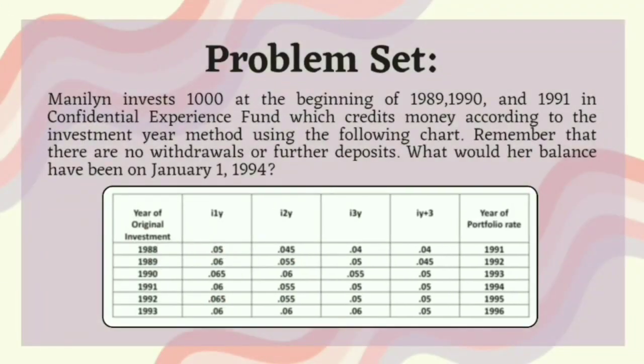Now, it's your turn for the problem set. Manilyn invests 1,000 at the beginning of 1989, 1990, and 1991 in the Confidential Experience Fund, which credits money according to the investment year method using the following chart. Remember that there are no withdrawals or further deposits. What would her balance have been on January 1st, 1994?